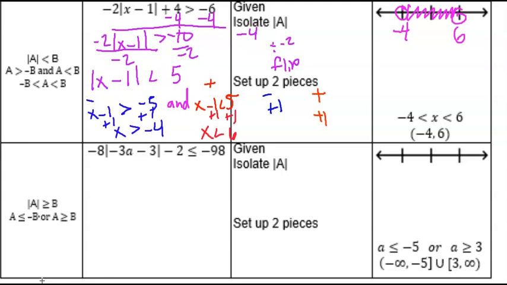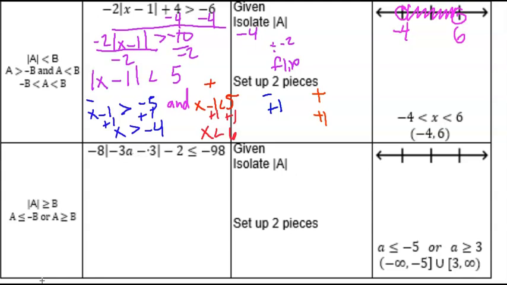Let's look at the next type. We have the absolute value of a is greater than or equal to b. We have an absolute value that's greater than. It's going to have an "or" compound inequality. A is less than or equal to -b, or a is greater than or equal to b.